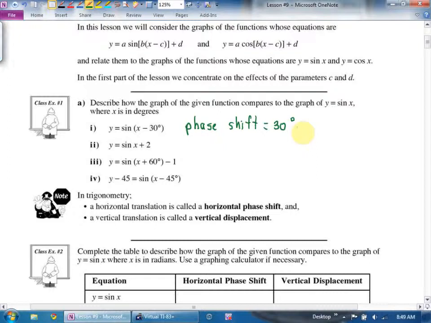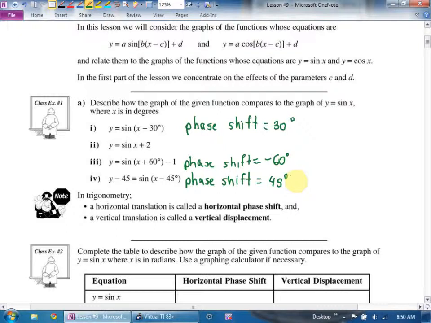Skip the second one for a second. The third one has a phase shift of negative 60 degrees. Or you could say 60 degrees to the left. I'll take either or. Or you could say 30 degrees to the right, but we're calling it a phase shift. This has a phase shift of 45 degrees to the right, so positive 45 degrees.